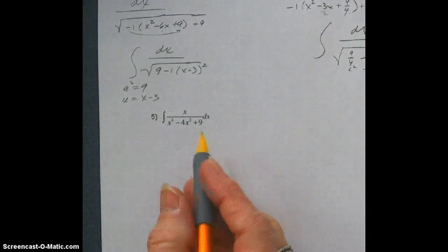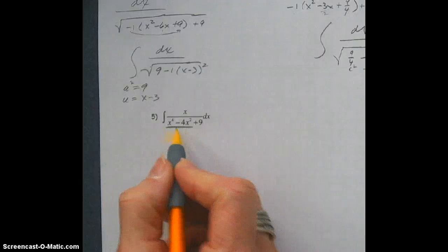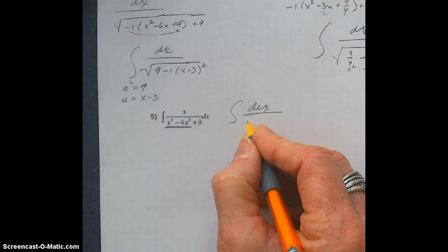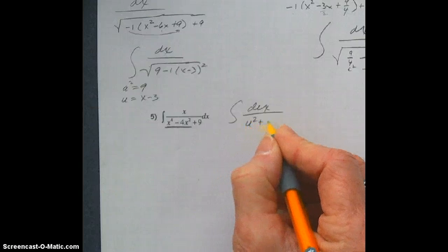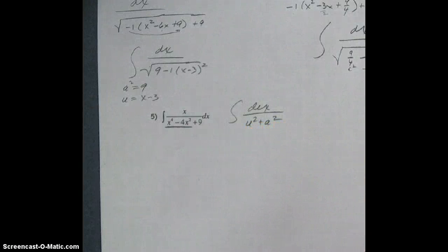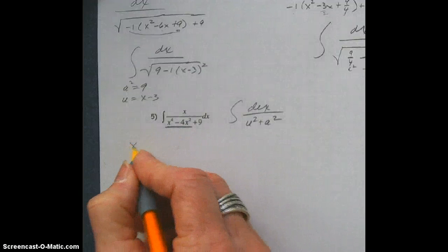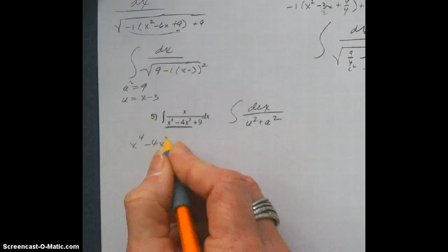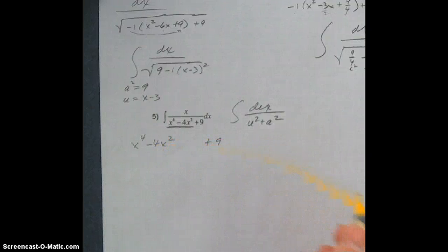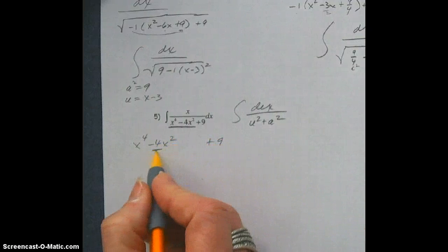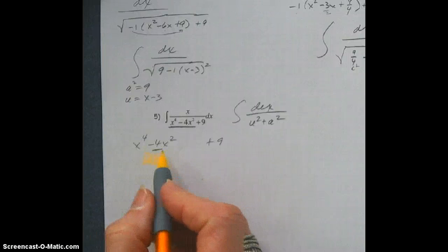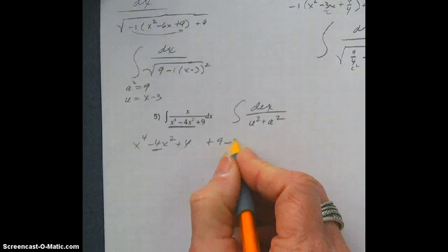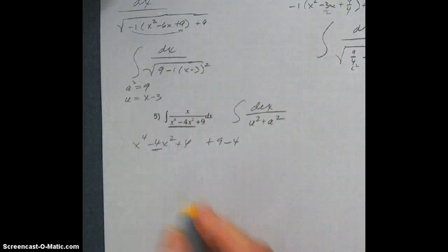Number 5, we've got an x to the 4th. This is really going to turn into a dx over u squared plus a squared. Watch how we'll get that. We have x to the 4th minus 4x squared. Let's complete the square here. Completing the square will work on perfect squares. So half of 4 is 2 squared. I get a 4, but I'm really adding 4, so I'll have to subtract off 4.